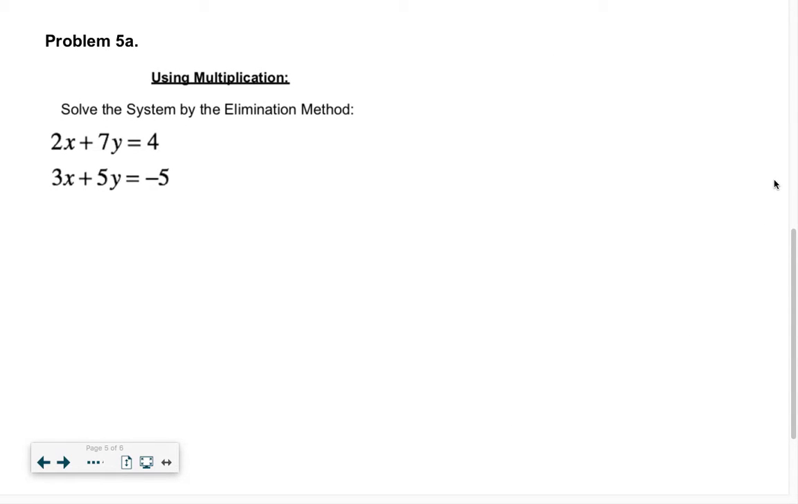Alright. Does anybody see a problem with this one? What's the problem? Not the solution, what's the problem? There's no common number up front.